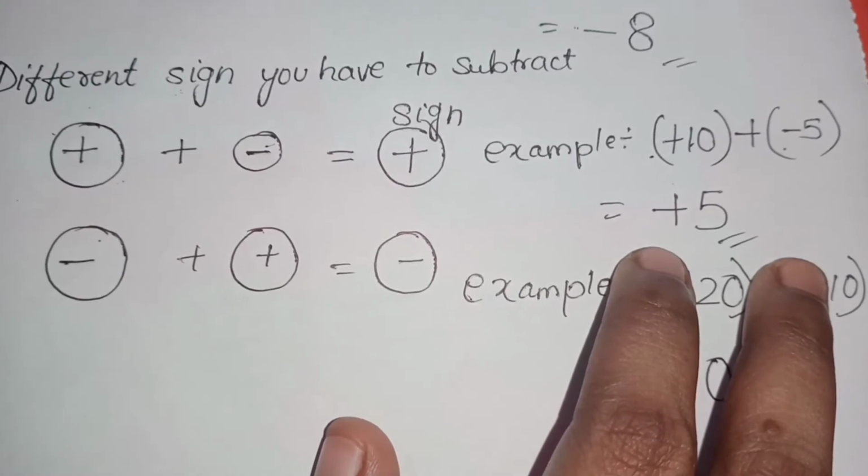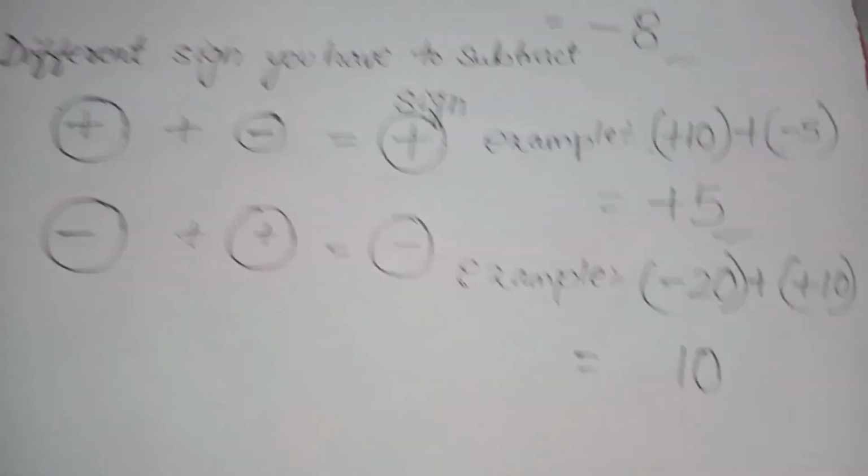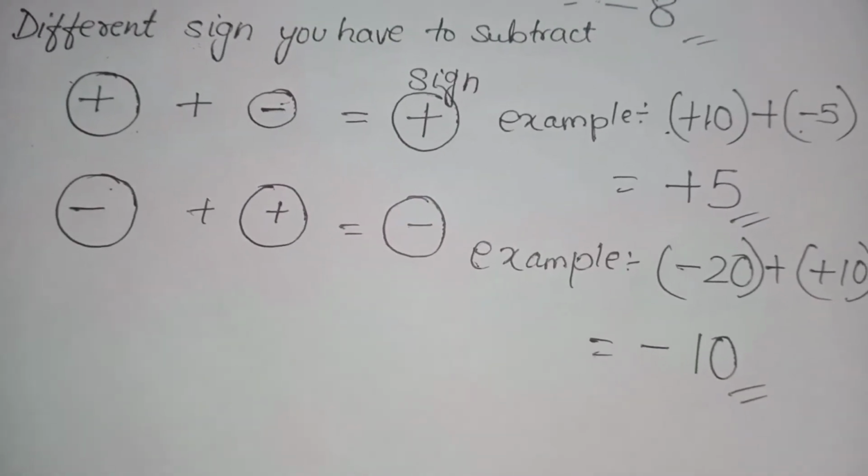Okay, so which one is greater? 20. Now let's remove our finger. In front of 20, what is there? Minus. Okay, so we'll put the minus sign. So in this way you will do. Okay, let me repeat once again.